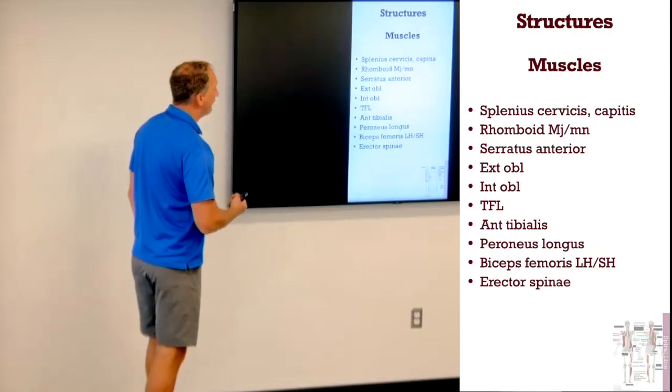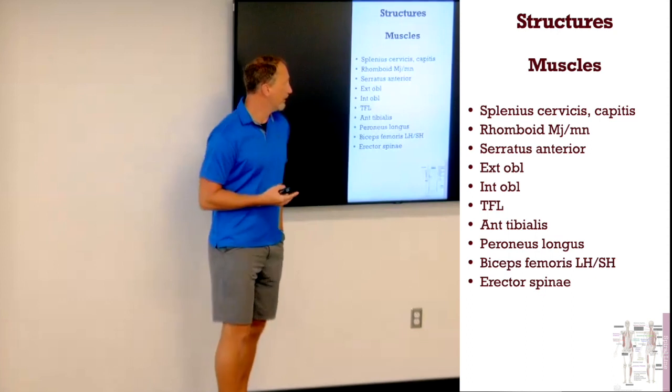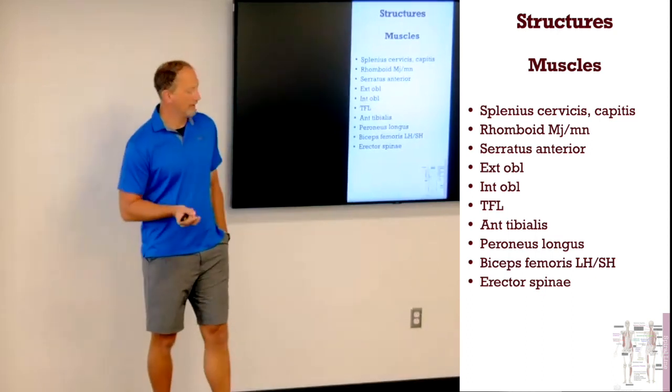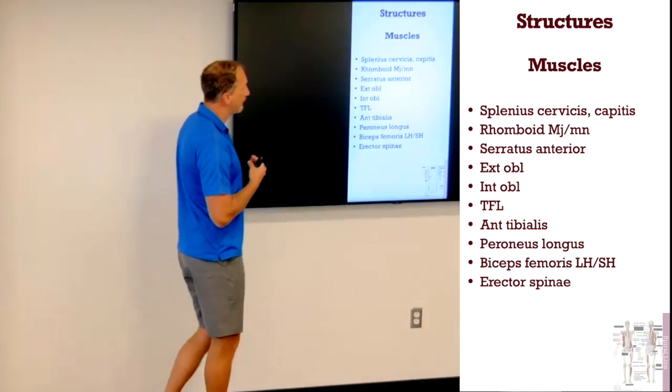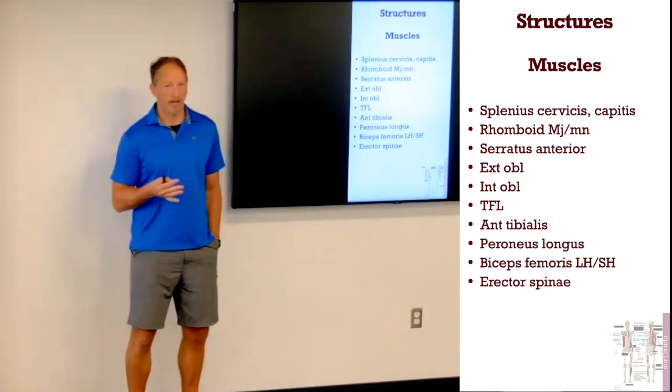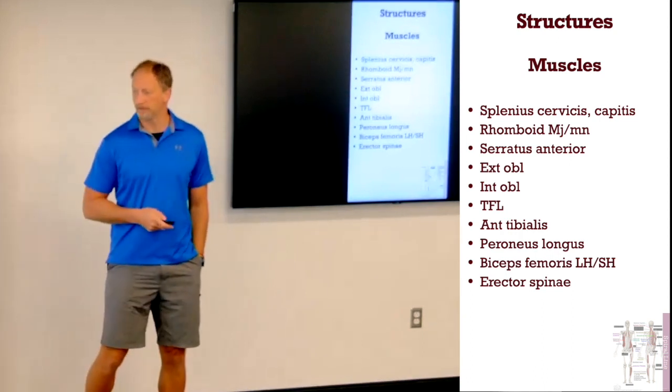We talked about these the other day. The only original components of the spiral line that it hasn't pirated from somewhere else are the rhomboids and the serratus. Everything else is a component of one of the other cardinal lines.